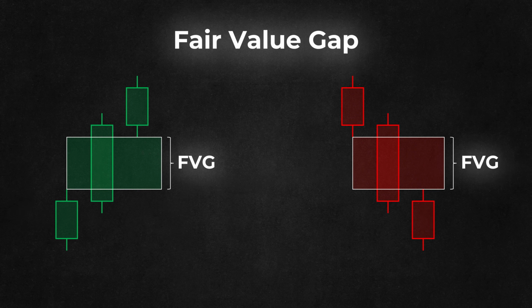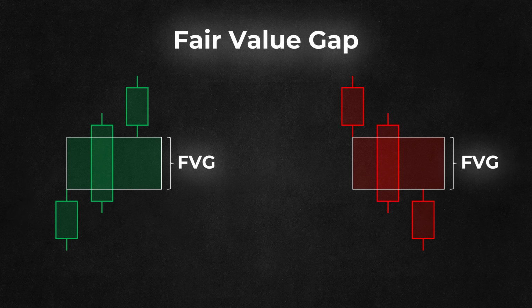A bullish fair value gap is basically a 3-candle pattern where there is a gap between the upper shadow of the first candle and the lower shadow of the third candle. In a bearish fair value gap, the gap exists between the lower shadow of the first candle and the upper shadow of the third candle. The ICT method proposes that price often returns to this gap area and reverses.